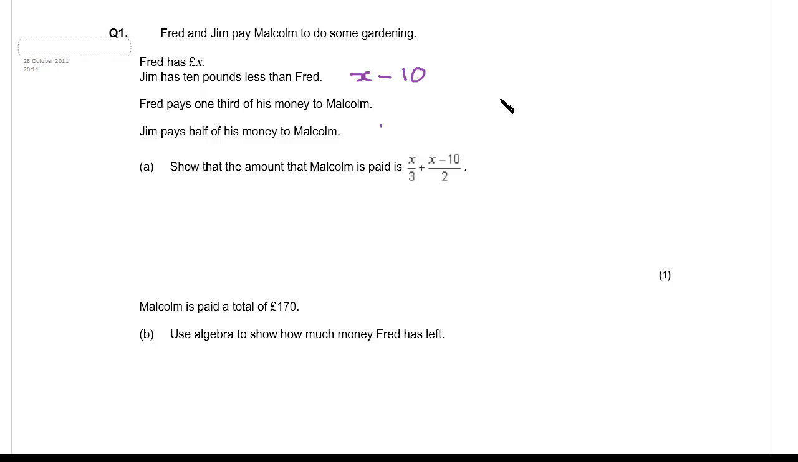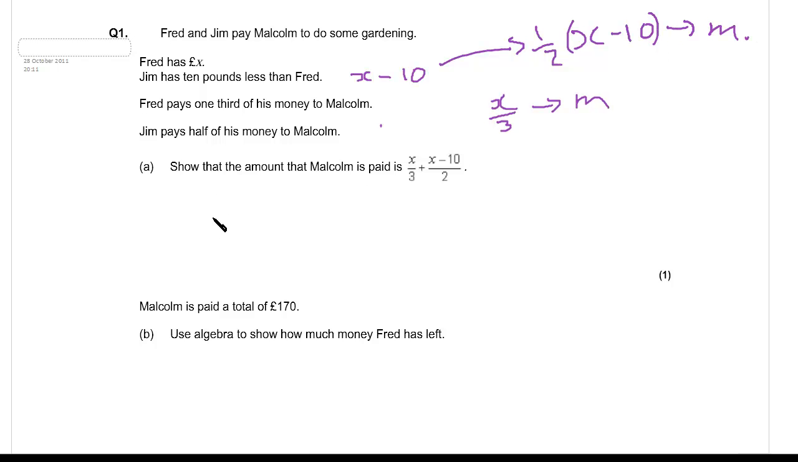Fred pays 1/3 of his money to Malcolm. So 1/3 of this, so X divided by 3, will go to Malcolm. Jim pays half of his money to Malcolm, so half of this one here will go to Malcolm, so half times X minus 10 will go to Malcolm.